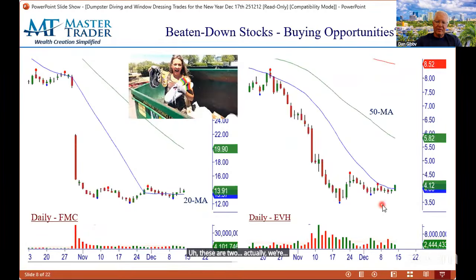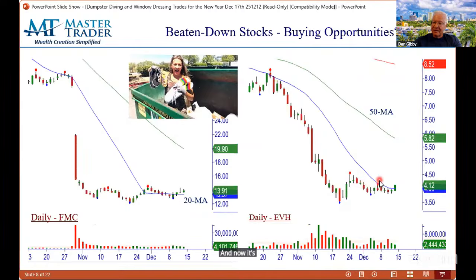These are two, actually we're in EVH. We bought this one in our advisory letters. Momentum moved down, red bar ignored, big move up, and now it's consolidating with the 20 MA flattening out. This momentum move down gives what we call a price void, so it has room to go back up. We're not marrying this thing, but if this goes up to 450, let's say, that's over a 10% return as a dumpster dive trade.